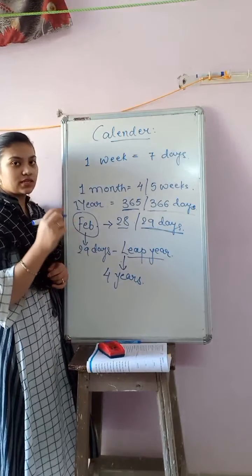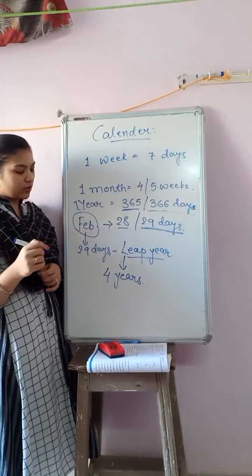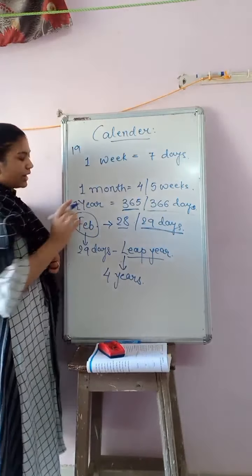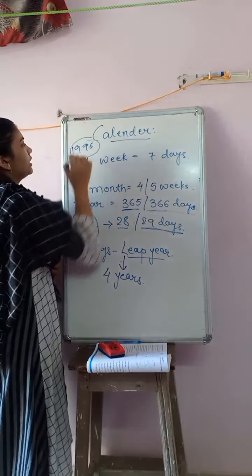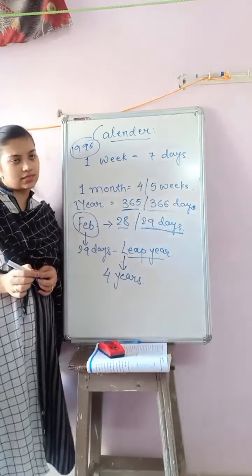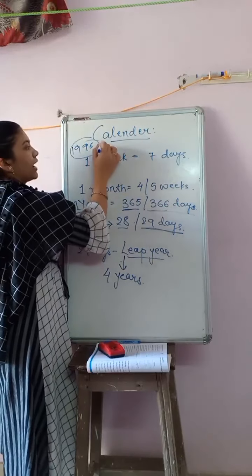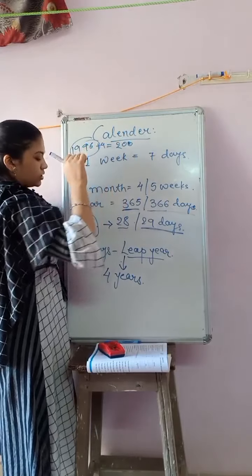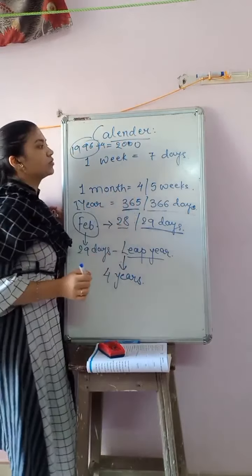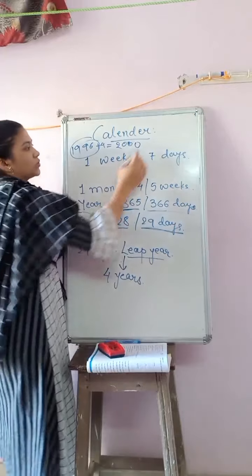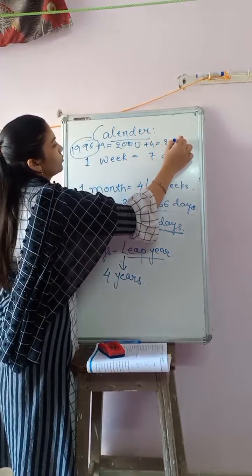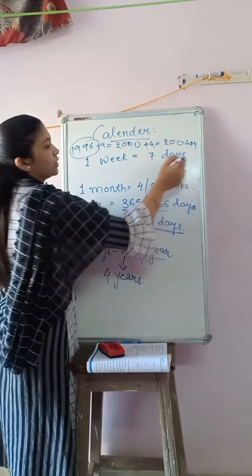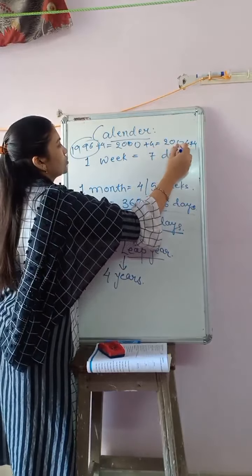4 साल के बाद, जैसे कि फर्स्ट हम देखें, I'm just giving an example. 1996 is a leap year. Then whenever you add 4, that means 2000. 2000 is a leap year. उसके अंदर अगर आप 4 ऐड करोगे 2004, that is also a leap year. Whenever you add 4 to 2004, that is 2008.